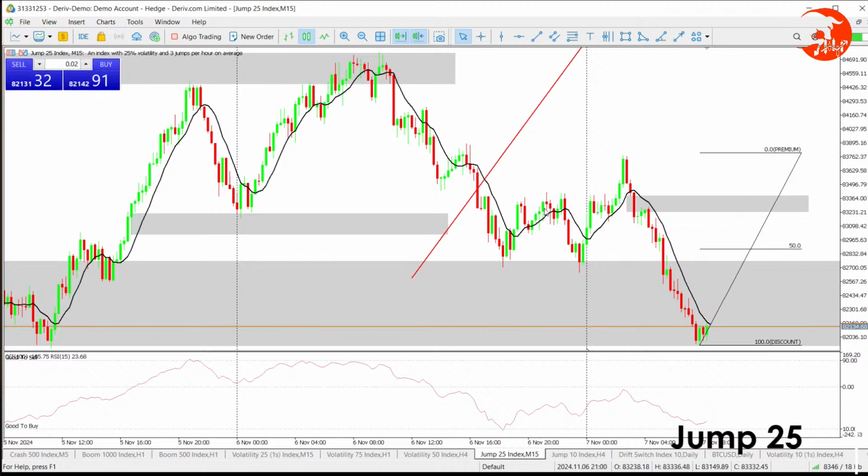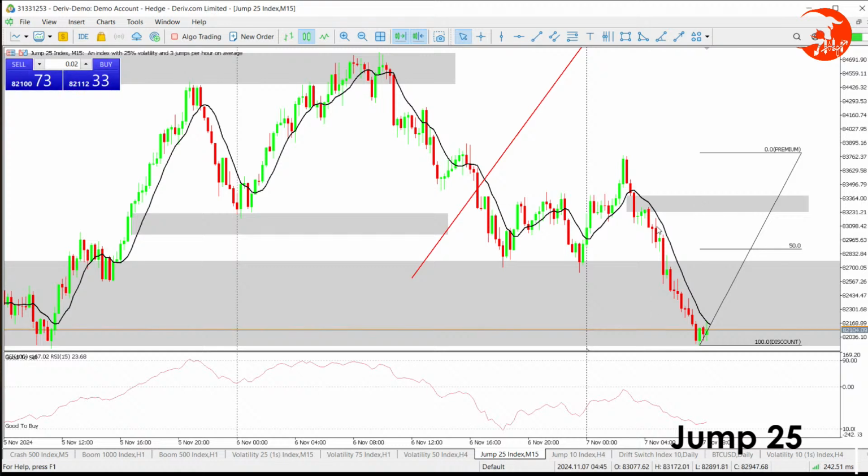This is Jump 25. It gives money, but it can also take it if you're wrong. So don't rush if you don't have at least 3-4 confirmations of the kind of trade you're taking, the kind of position you're taking, whether a buy or sell.